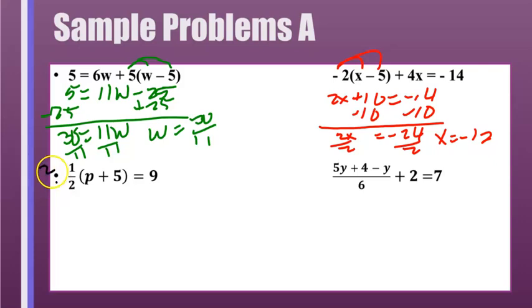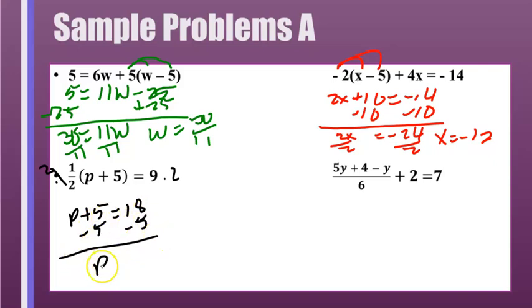Next here I'm going to multiply by 2 on both sides. And I'm left with p plus 5 equaling 18. Subtract 5. p is going to equal 13.